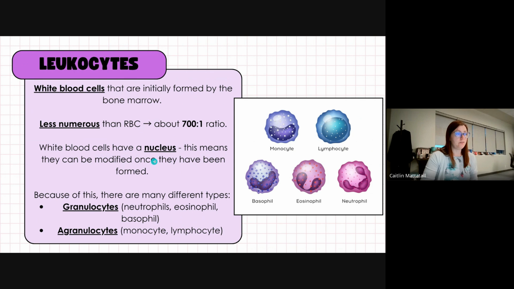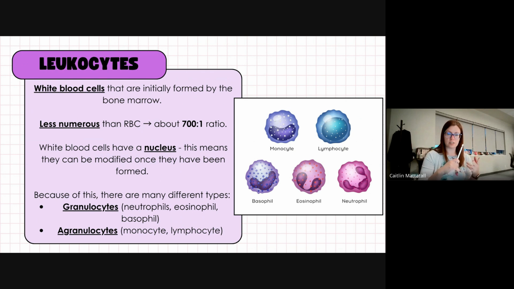So yeah, they're fancy. They have their nucleus. They can be modified, and because they can be modified, we have lots of different types. The two general categories are the granulocytes and the agranulocytes. And then in brackets, I have the different types of those granulocytes and agranulocytes, just with their actual names.